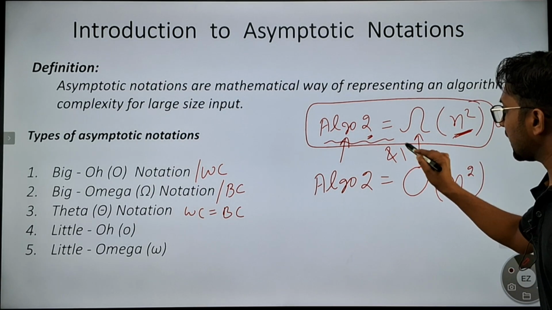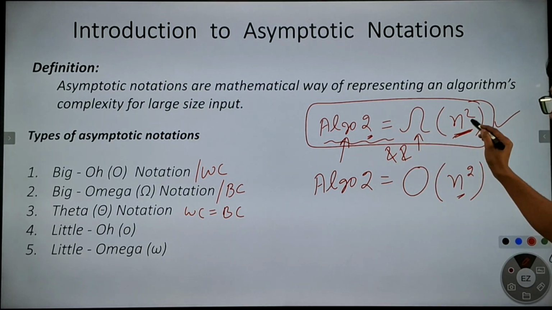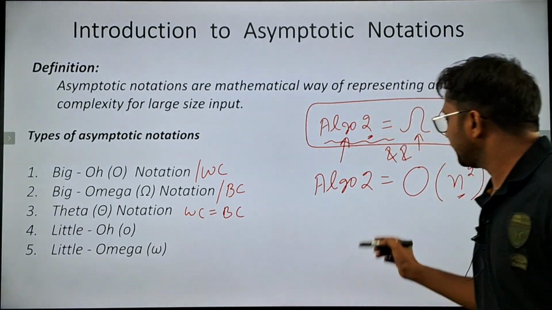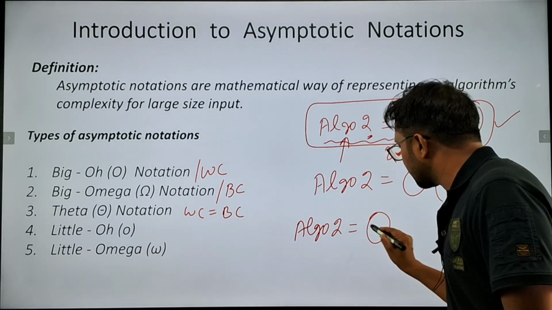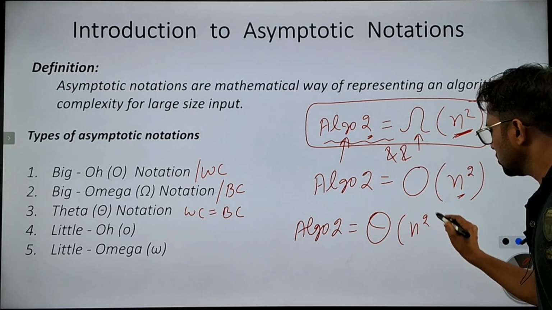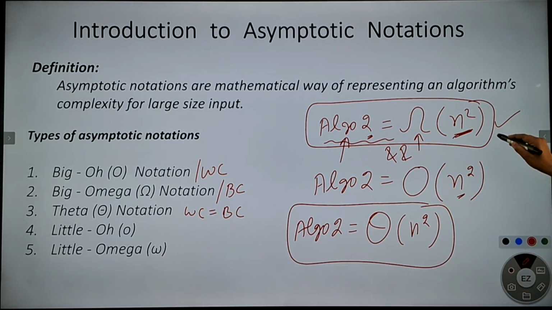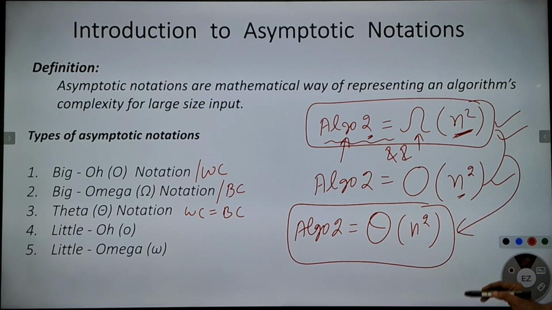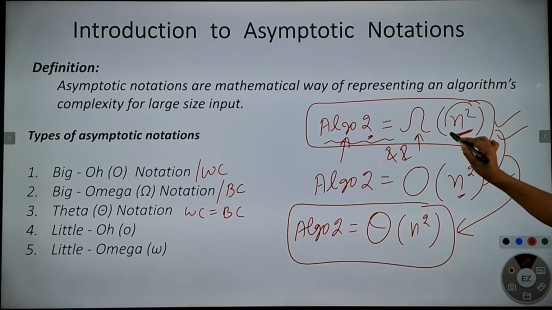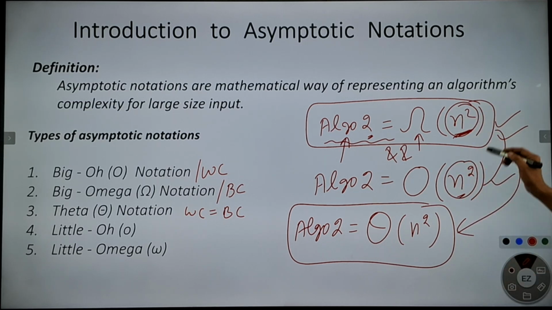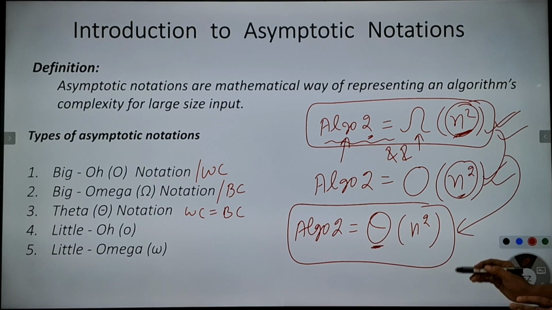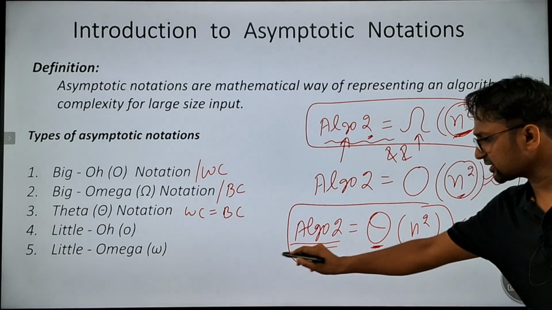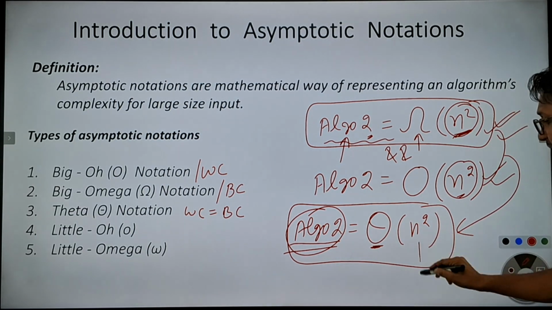If best case and worst case are both equal, then I can say that algorithm 2 has time complexity theta of n square. So rather than writing these two statements, I can replace them with a single statement. Theta notation says that when best case is equal to worst case, then rather than using these two notations, use a single notation, theta notation. Theta notation says that the best case and worst case of this algorithm are the same, that is n square.